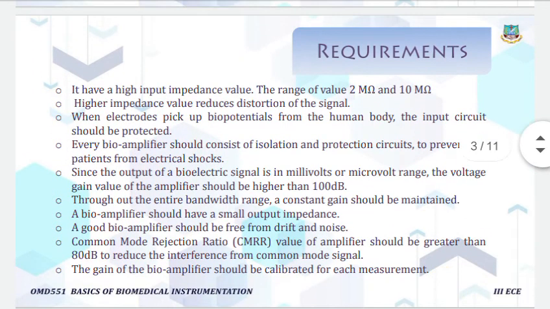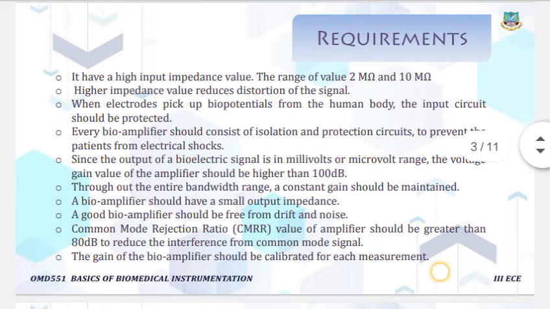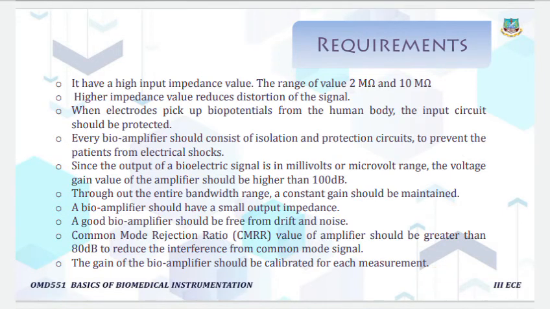Then these are the requirements for the bio amplifier. If you are taking a bio amplifier, it must have these requirements. The impedance value must be high, just to reduce the noise or distortion in the signals. The range of this impedance value is from 2 megaohm to 10 megaohm. If the value is in between these, we can say the impedance value is good for this biological amplifier.